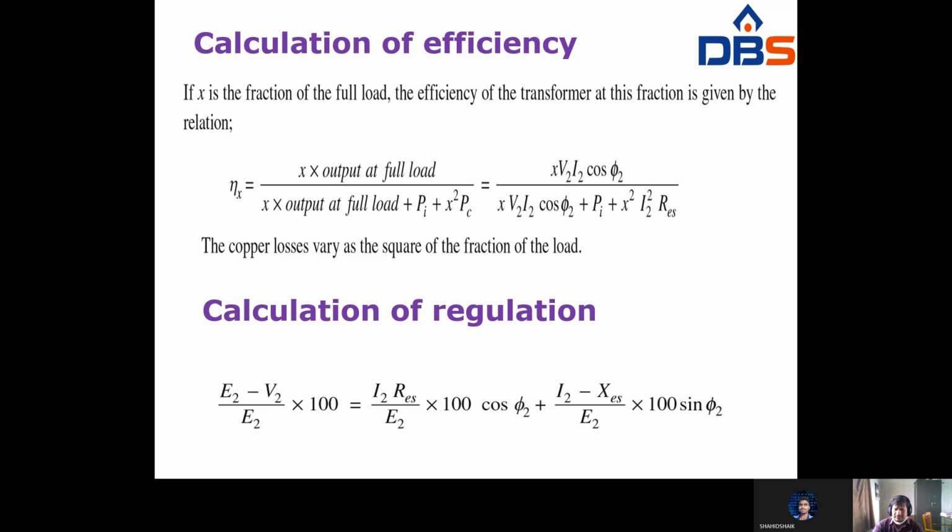And calculation of regulation. We know that regulation is nothing but the change in terminal voltage from no load to full load, and it is expressed as a fraction of full load or no load voltage. So (E2 minus V2) by E2 into 100, that is I2 R02 by E2 into 100 cos φ2 plus I2 X02 divided by E2 into 100 sin φ2. Otherwise, percentage resistance drop cos φ2 plus percentage reactance drop sin φ2. Like this, we have to determine the efficiency and regulation by using the open circuit test and short circuit test also.